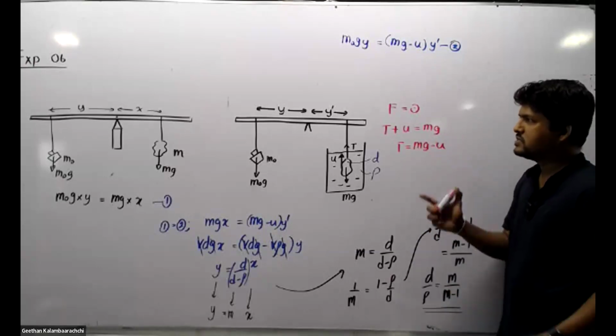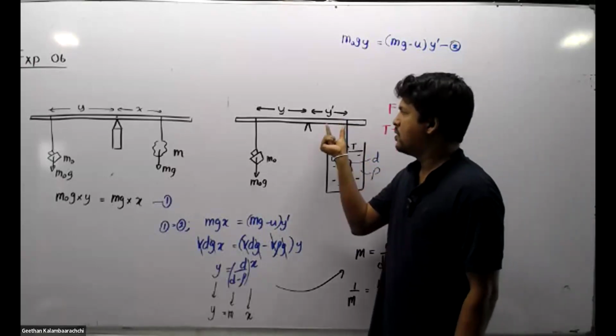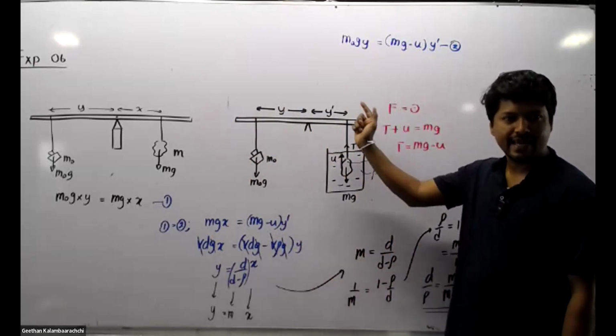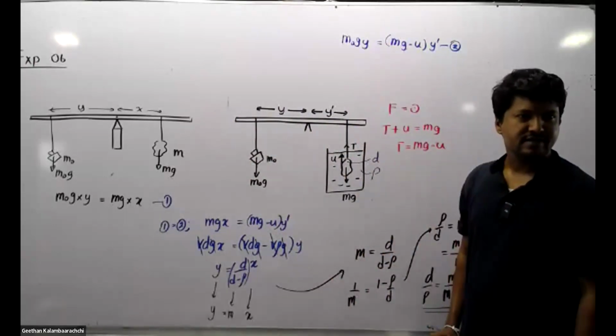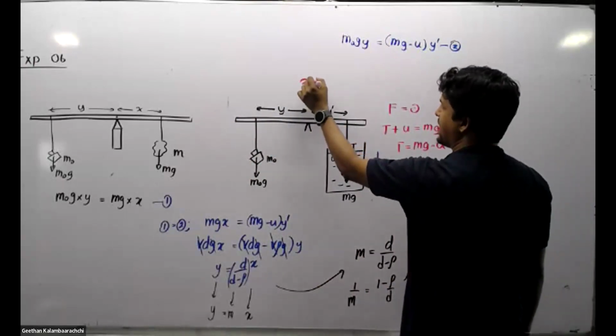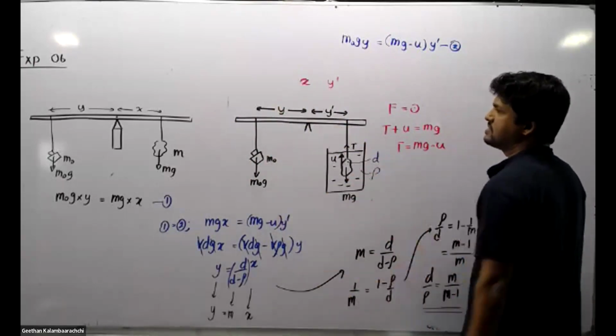Now if it is less than mg, how can you compare x and y dash? Who is greater, x or y dash?